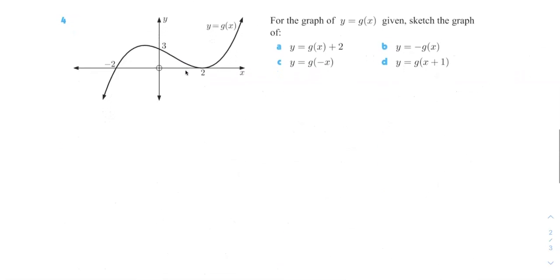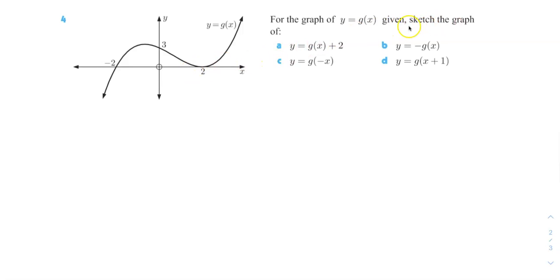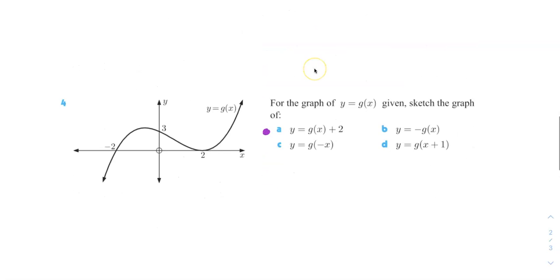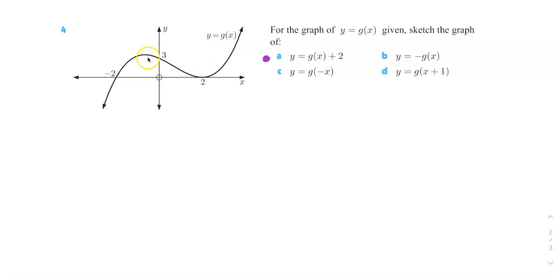Last one here. For the graph, given the sketch graph of this. So they want to sketch all these graphs. I'll just kind of do it on the same picture real quick. So what does this one do? Oops, sorry. Notice how there's my graph of x. This is the 2 on the outside, so we're going to move up 2. So all our points we're going to go up 2. We're going to go to 5, up here. So it'll kind of look like this.